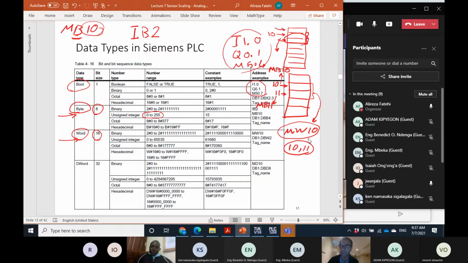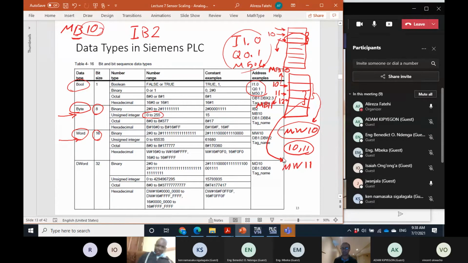What's confusing about that? The confusing part is this. What if I write MW11? MW11 is a word that starts with byte number 11, and it needs 2 bytes. So 11 and 12 together create MW11. And this is confusing. Why?